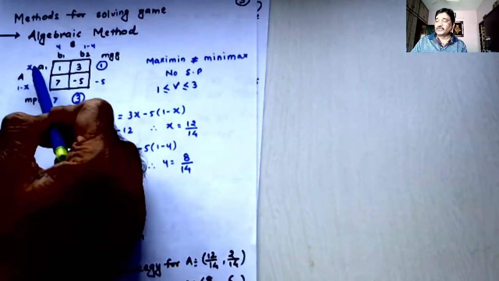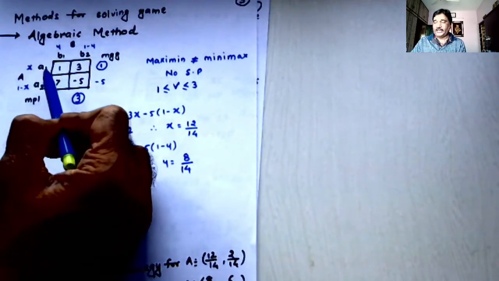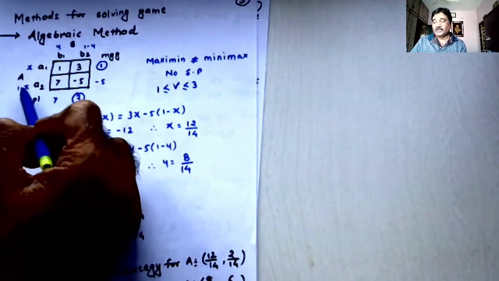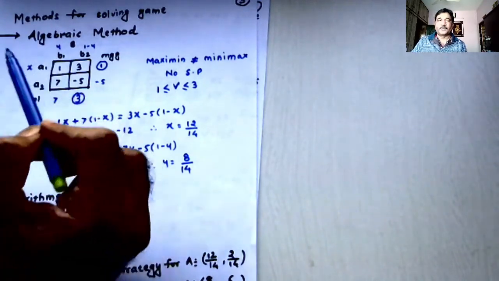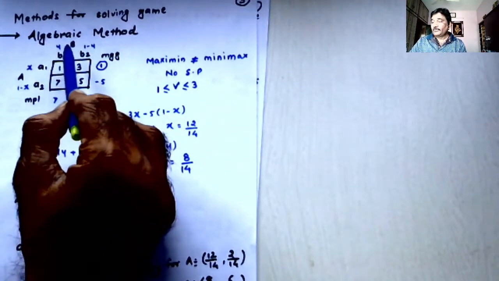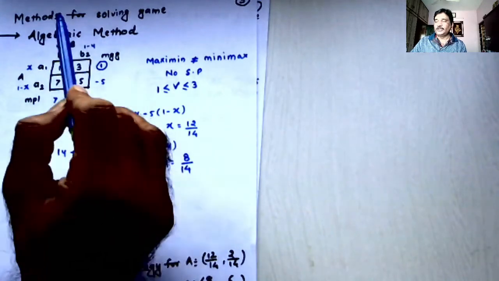Once x is equal to 12 by 14, that gives you the proportion in which A1 should be played, and A2 will obviously be played in proportion 1 minus 12 by 14, which means 2 by 14. The sum of the proportions has to come to 1. And now we'll try to find the proportion in which B1 and B2 will be played.